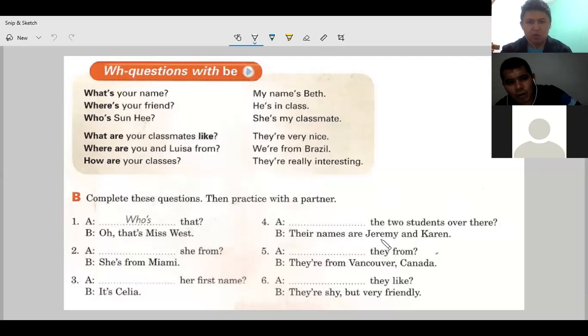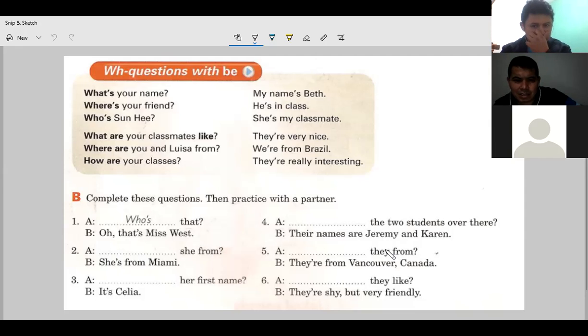Where are they from? They're from Vancouver, Canada. But in that case, it's better if you say it without contractions. We can say where are they from? It's okay to say where they're from. It's up to you. Okay, and the last one.